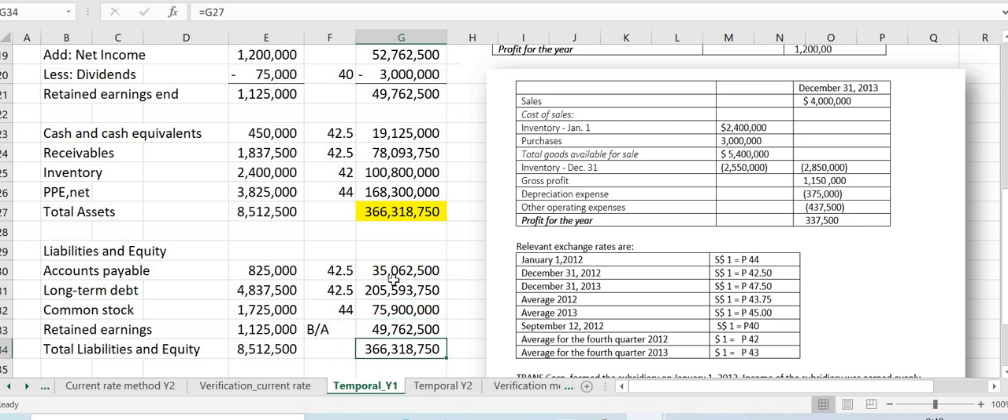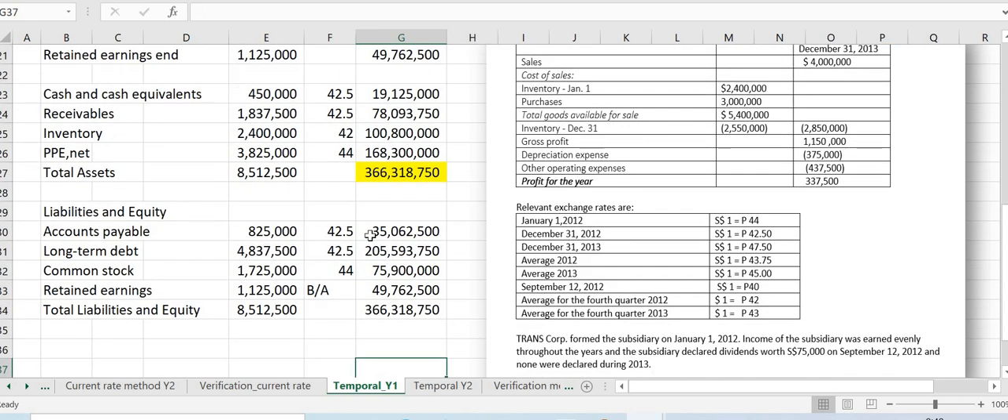And then our accounts payable and long-term debt, since these are monetary, we use the current exchange rate. So your accounts payable is 35,062,500 and your long-term debt is 205,593,750. Your common stock, of course, is translated using the historical rate, which is 44, on January 1, 2012. So you have 75.9 million.